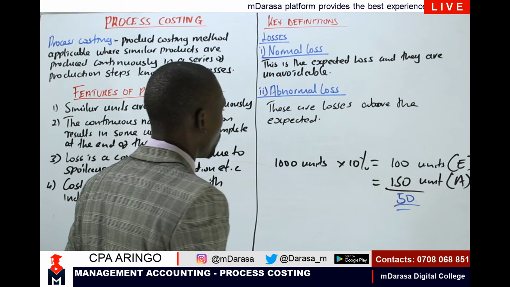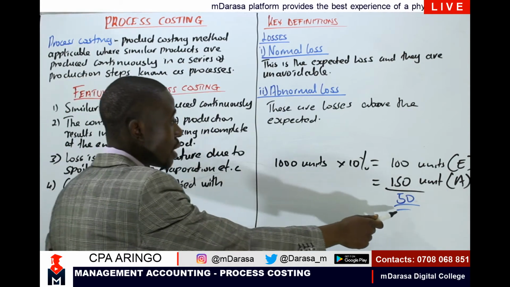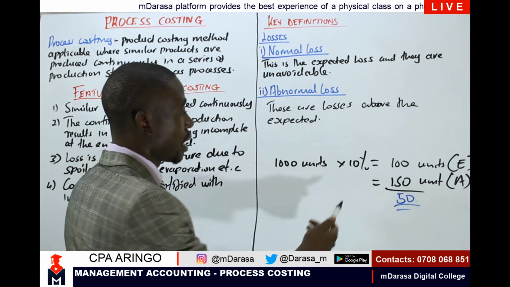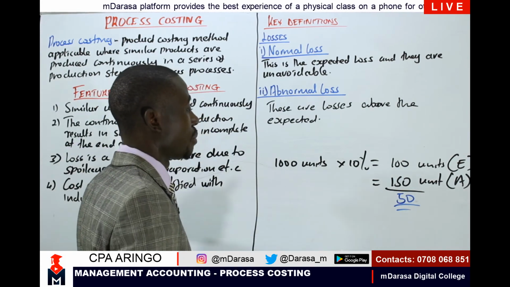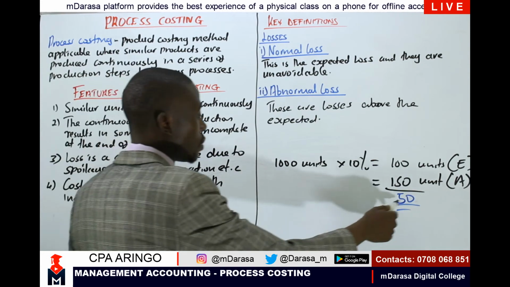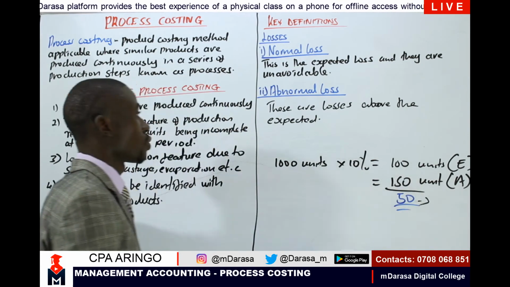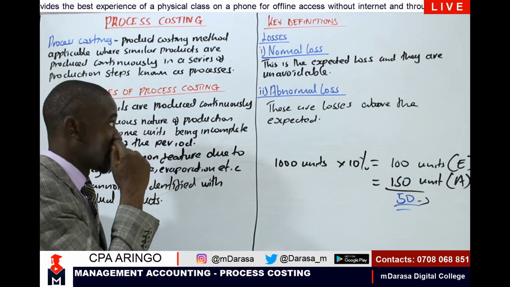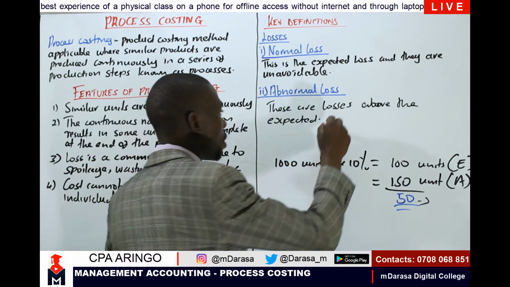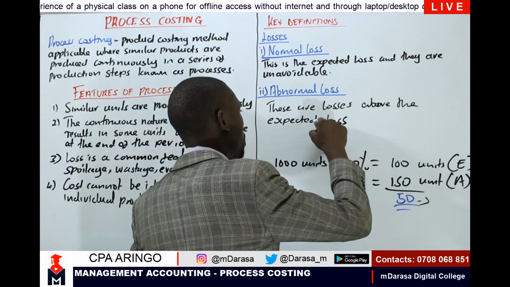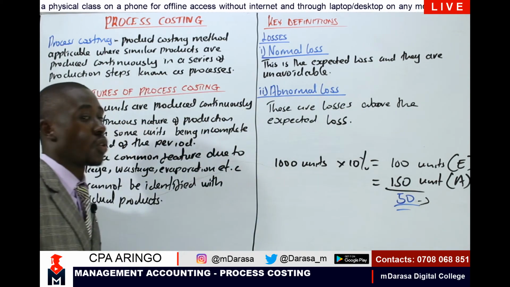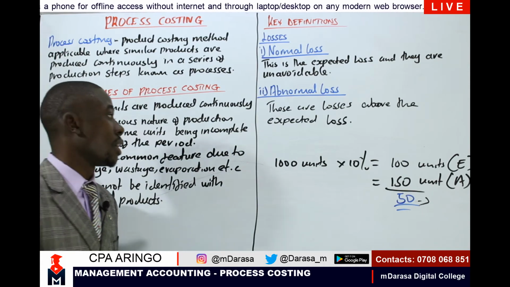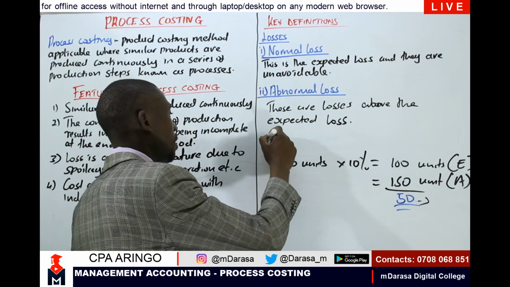So in the illustration I've just given you, I had anticipated to incur 100 units as a loss, but I'm incurring 150. So over and above the normal loss is what you're terming as abnormal loss. These are losses above the expected loss. You can add it there: above the expected loss. So that is what you're going to term as abnormal loss.